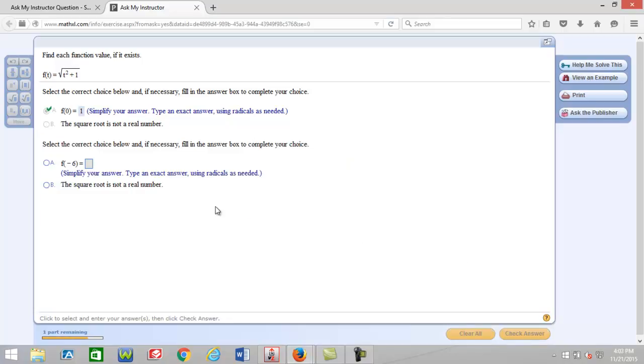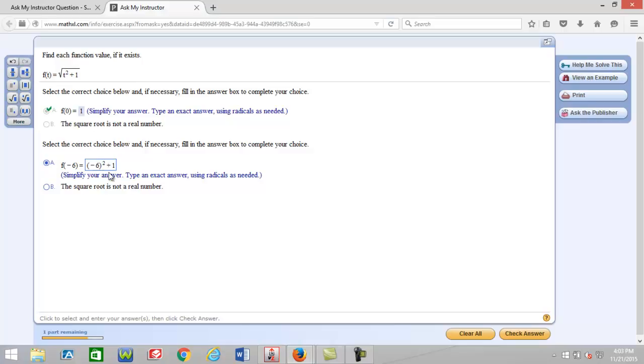The second part is asking us to evaluate the function when the t value is -6. So what we're doing here is we're going to take -6 and raise it to the second power, and then add 1 to that. Now remember, the whole thing here is under the radical, so we have to evaluate the radical. We'll come to that in a minute.